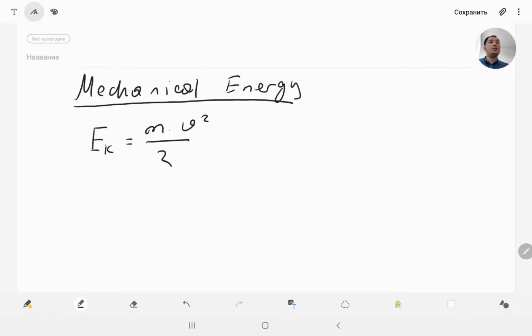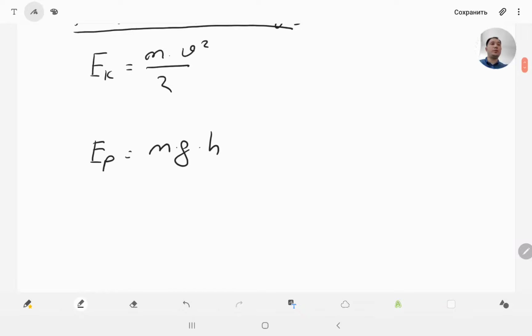The second type of mechanical energy is the potential energy: mass times gravity times height. Basically, this is the energy due to the position. For example, we have a table surface and an object at this point. If you release this object, it will fall downward. Why? It means initially at that point it had some energy, otherwise it wouldn't fall. We call this energy potential energy. It depends on mass, gravity, and height.